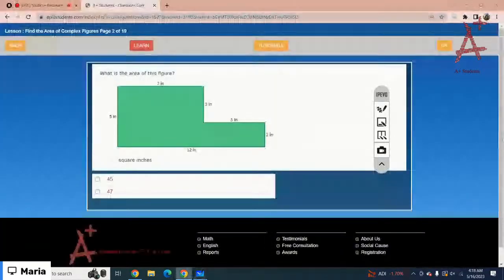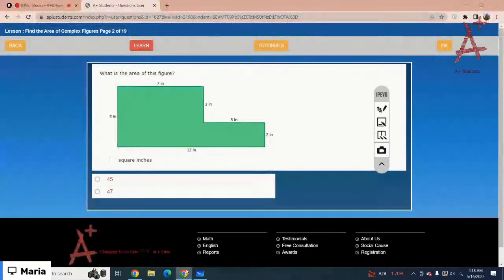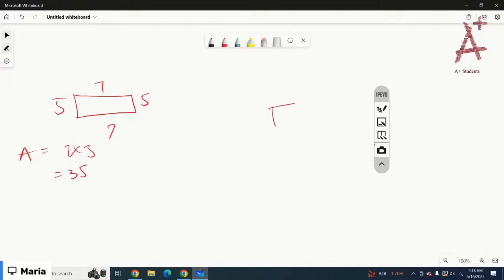Okay, it would be 7, 7, 5, 5. You have to calculate the area. It would be 7 times 5, that is 35. Then you have another one, that would be 2, 2, 5, and 5. You have to calculate the area. It would be 2 times 5, that would be 10. So you have to add both the areas. It would be 35 plus 10, that would be 45.